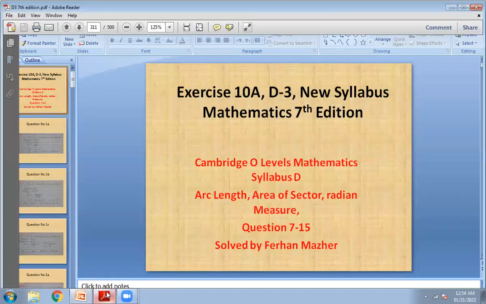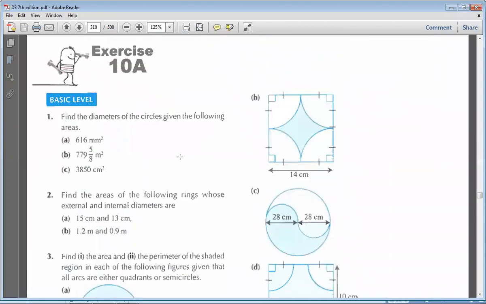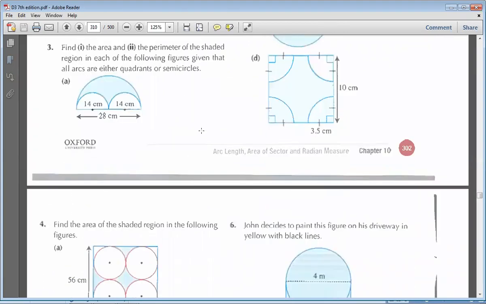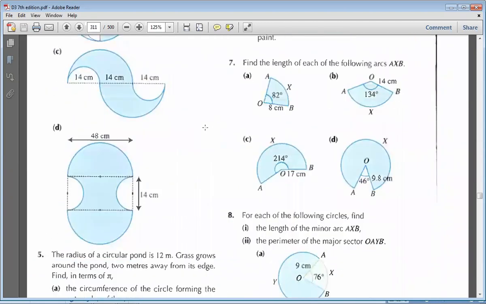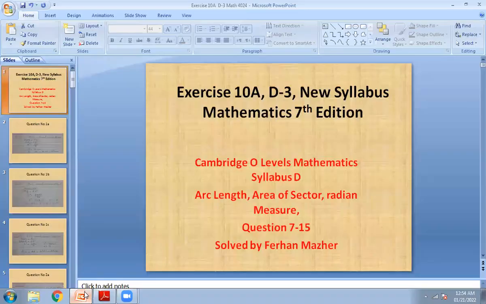Let's move to the question. This is exercise 10A from the D3 book, 7th edition. Today we are going to start from question number 7. Find the length of each of the following arcs AXB. Look at question number 7, A part. The angle at the center is 82 degrees and the radius is 8 centimeter, and they want us to find out this arc AXB. So very simple.